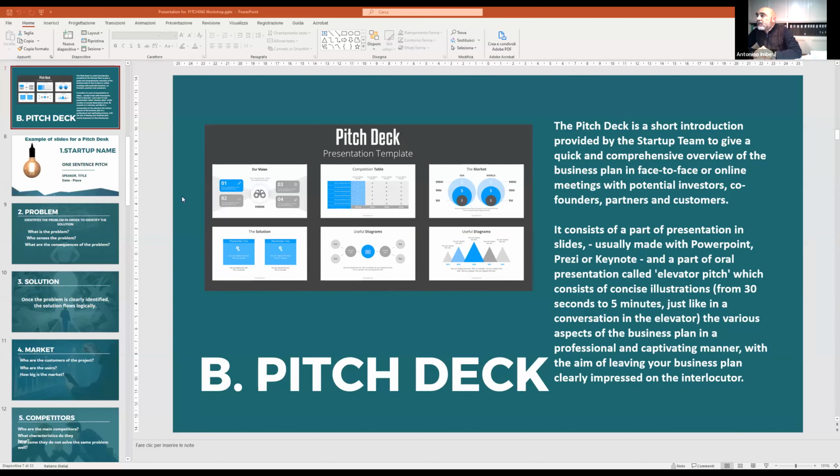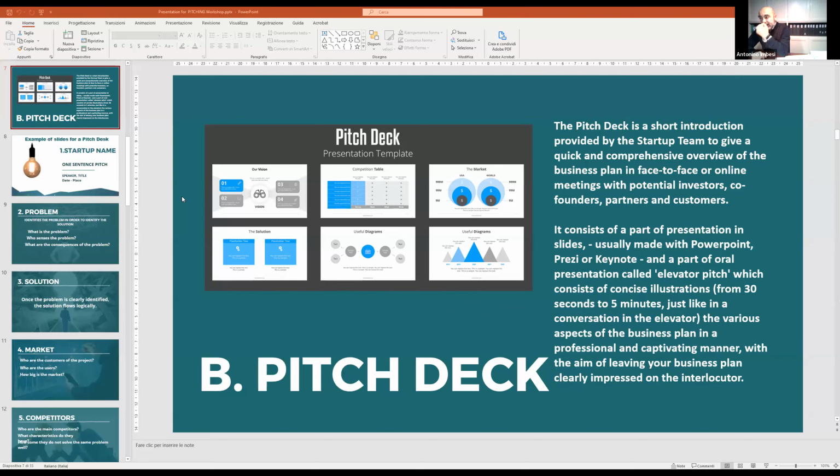The pitch deck, of course, is a presentation. Normally it is done with PowerPoint or Prezi or some other keynote, but normally PowerPoint and Prezi are more used for an oral presentation, together with an oral presentation. So there are slides to present the activity together with the oral presentation. The oral presentation is the pitch, and it is 30 seconds to 5 minutes.